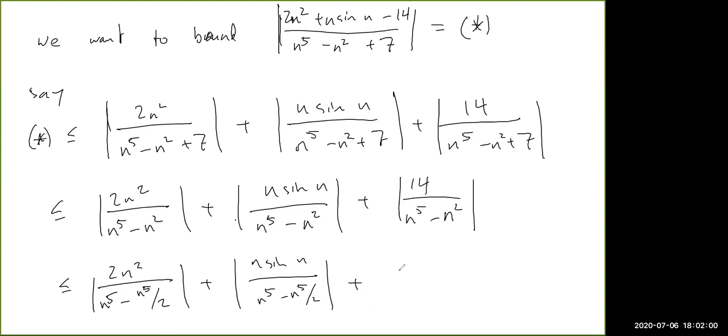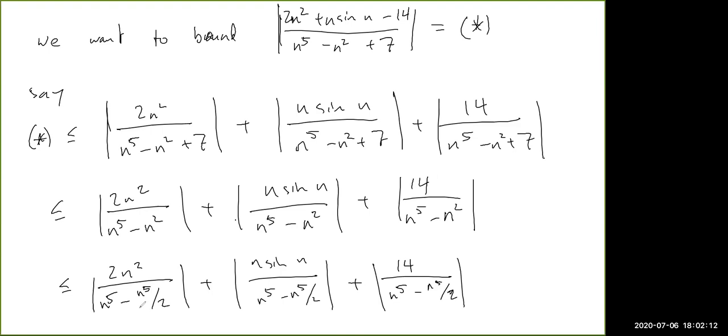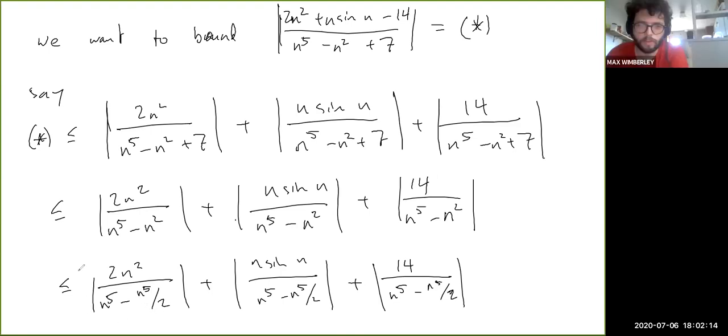Wait, question. Wouldn't n to the fifth over 2 be greater than n squared for large n? Exactly. Yeah. And then the denominator becomes smaller? Exactly. So the overall value becomes bigger. Oh, okay. Yeah. Got it.